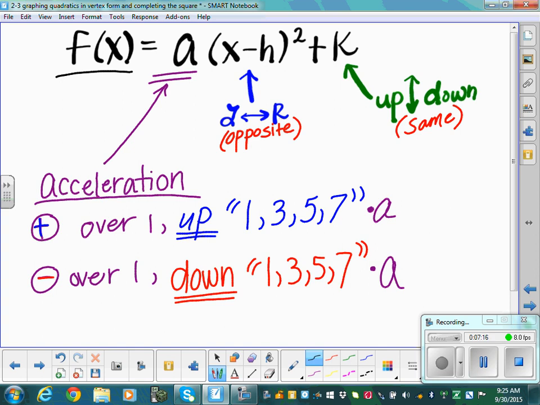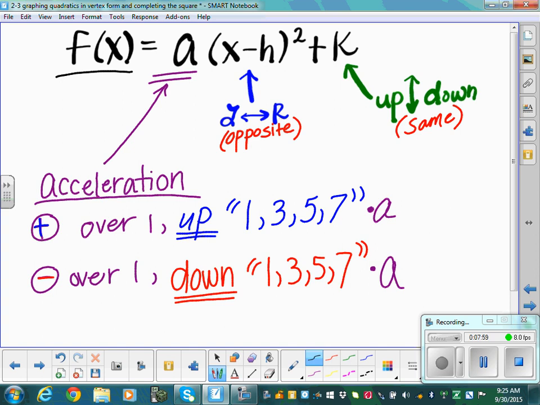Now, if our acceleration is positive, then there's this little trick I'm going to show you to graph these pretty quickly. If it's positive, you'll go over 1. And then because it's positive, you go up. There's this 1, 3, 5, 7 pattern that happens with quadratics. So if it's positive, you always go over 1, and then you'll go up 1, over 1, up 3, over 1, up 5, over 1, up 7. And then you'll multiply the 1, 3, 5, 7 by a, and you can graph it. Once again, this probably won't make sense until you see us practice it, but get it down.